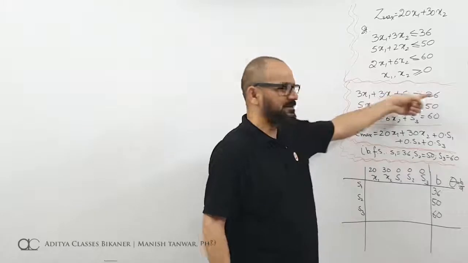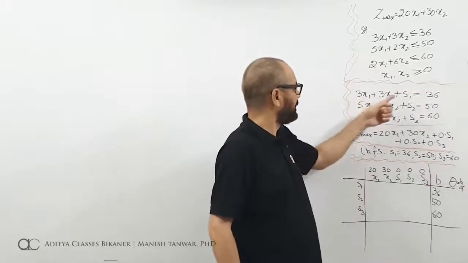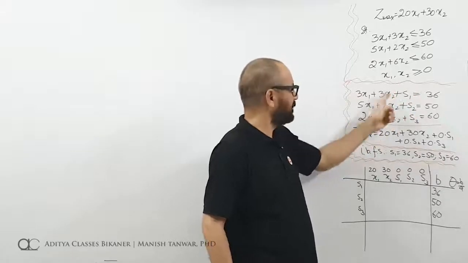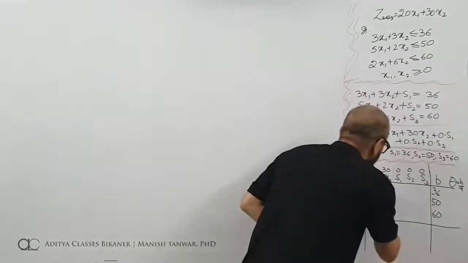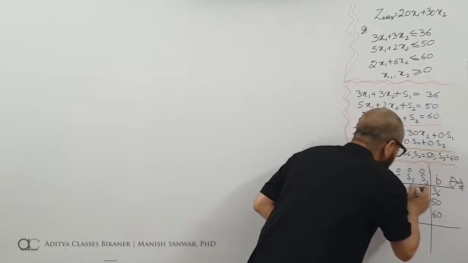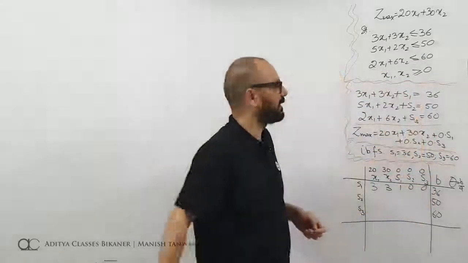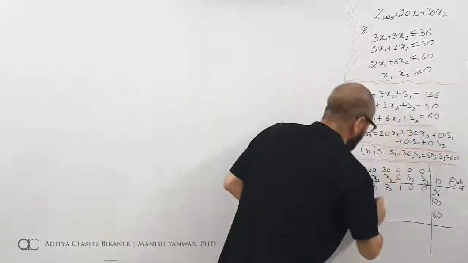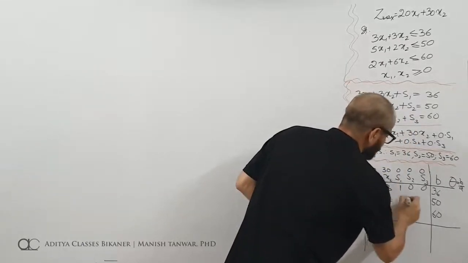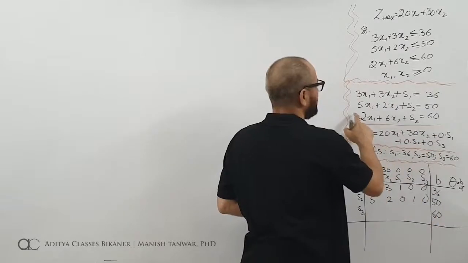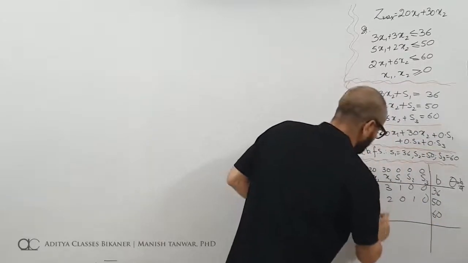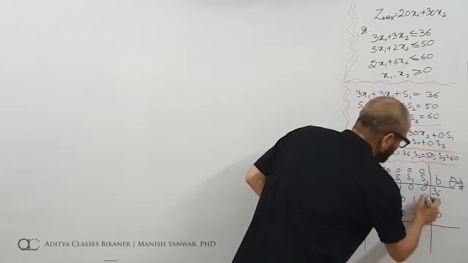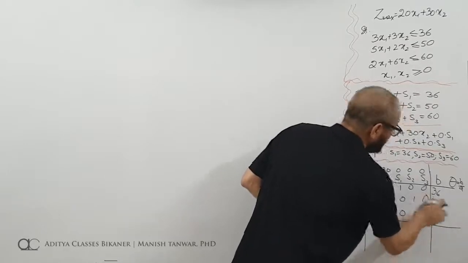S1 is coming from the first constraint where we have a 3, 3, 1. S2, S3 are missing, so it is 3, 3, 1, 0, 0 is equal to 36. Second one would be 5, 2, 0, 1, 0 is equal to 50. Then we have 2, 6, 0, 0, 1 is equal to 60.